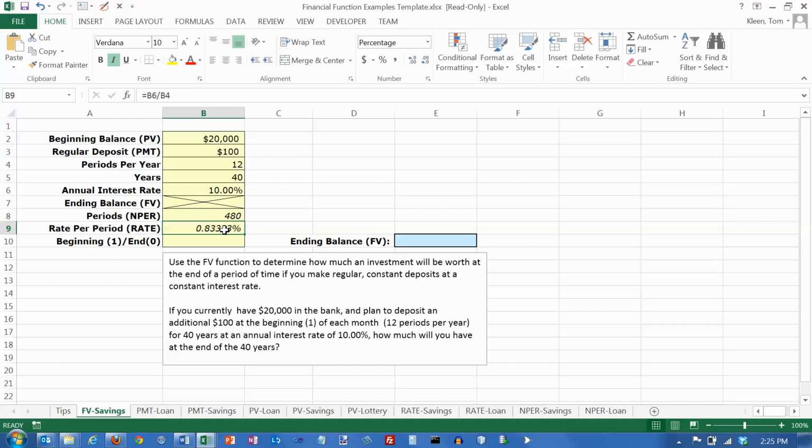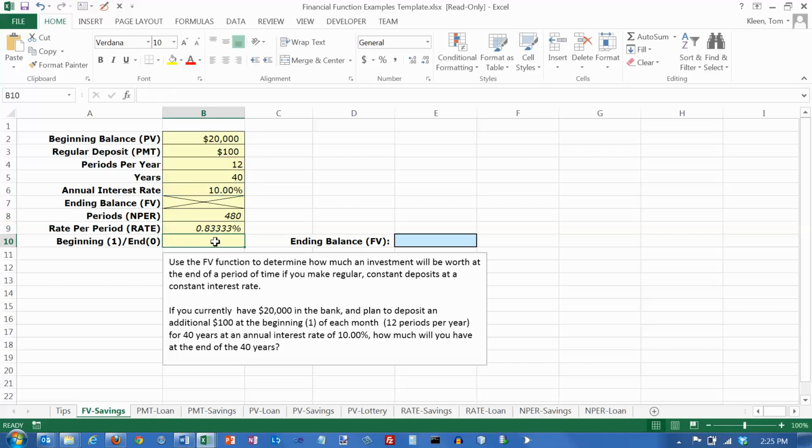And the other thing is the rate per period. The important thing is not the annual interest rate in these computations, but the rate per compounding period. So if your interest is compounded 12 times a year, then your rate per period is going to be your annual rate divided by 12. So you always have to take the annual rate, which is B6 here, and divide it by the number of periods, which is normally 12, but it's not always.